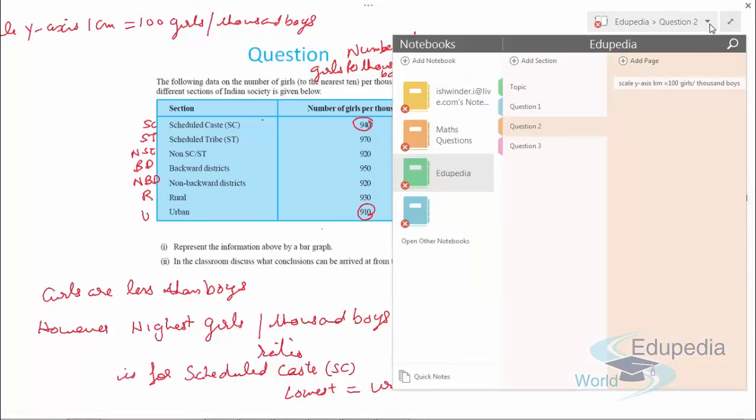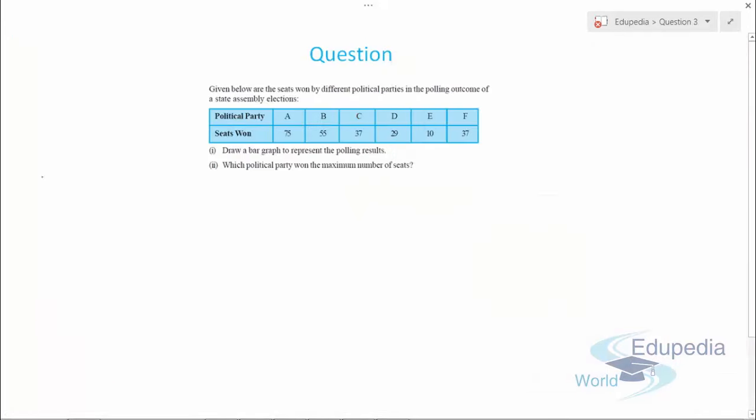So let's move on to the next question, which is question number 3. Now the question says that given below are the seats won by different political parties in the following outcome of a state assembly election. We need to draw a bar graph to represent the polling results, and then we need to write which political party won the maximum number of seats. So let's see how we can do this. It's a very interesting question, right? So let's draw it over here.